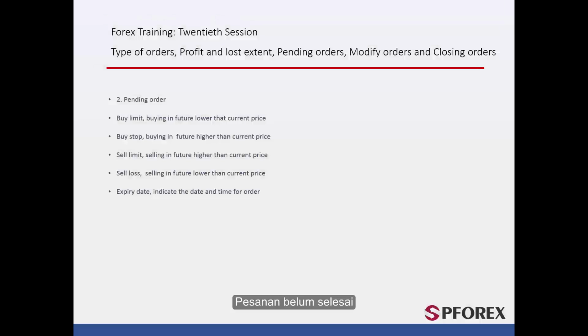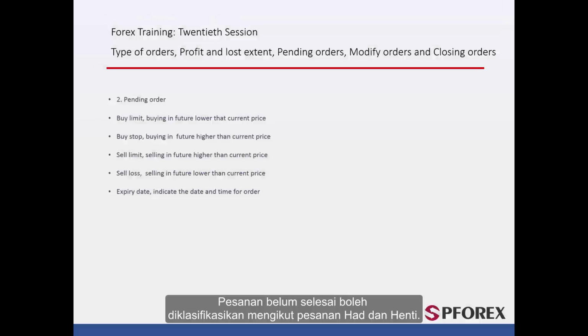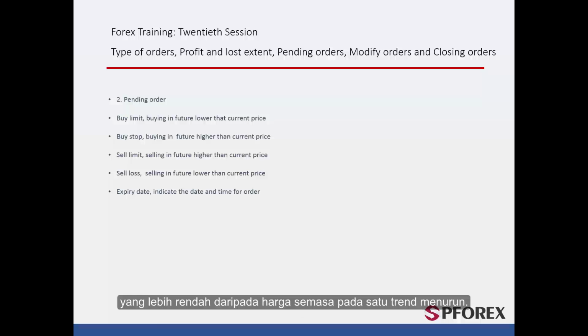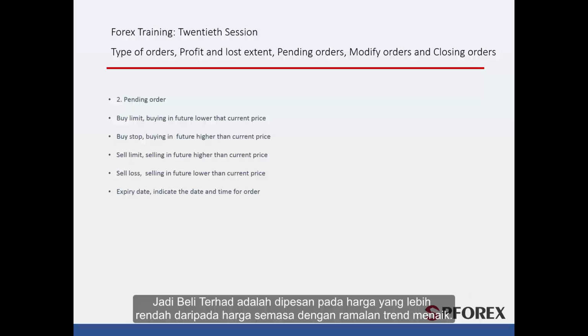Pending orders. Pending orders can be classified by limit and stop orders. A buy limit order should be placed when a trader speculates that the market trend will rise after it touches a certain price, the entry price, lower than the current price on a downward trend. So a buy limit is ordered at a price lower than the current price with a forecast of an upward trend.